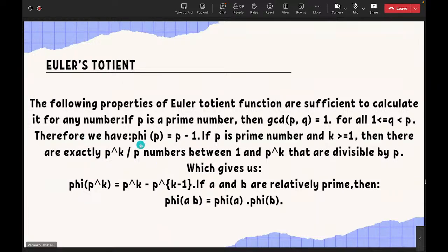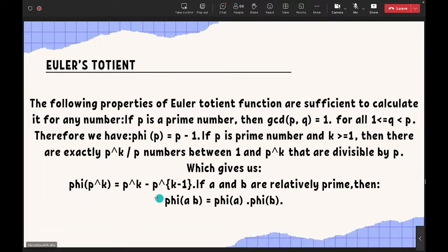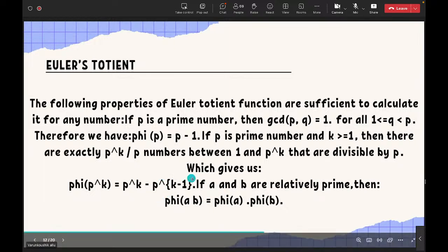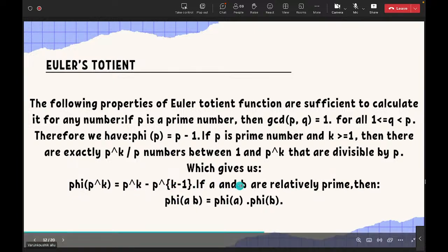That means phi of P power K will be P power K minus P power K minus 1, obviously. All the numbers that P divides, subtracted from the total number of numbers up to P power K. That means phi of P power K will be P power K minus P power K minus 1. This is one of the fundamental results.